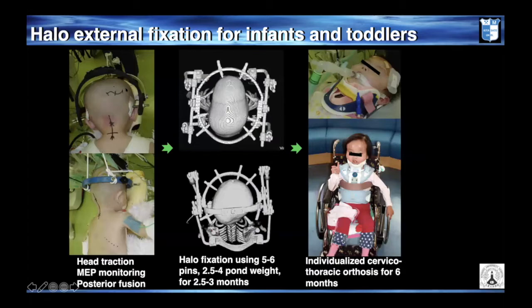So this is the way I do external fixation. I fix the halo before surgery using 6 pins. And sometimes, if there is any deformity, in this case, I use only 5 pins. The pressure is a 2.5 to 4 pound weight, and 2.5 to 3 months of fixation. And after the head fixation, I usually use a cervico-thoracic orthosis for the next 6 months.